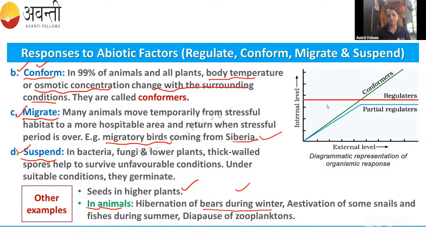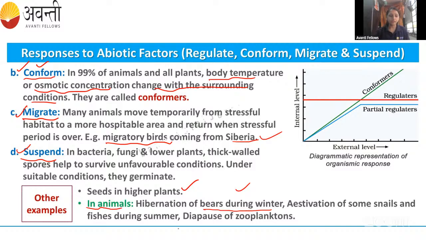Then coming to estivation. Some snails and some snakes, have you seen? They go inside the soil, right? Have you seen that anywhere? That is controlling the outer temperature. When they go inside the soil, at least they can maintain a temperature, because they don't have homeostasis. So that is called estivation.